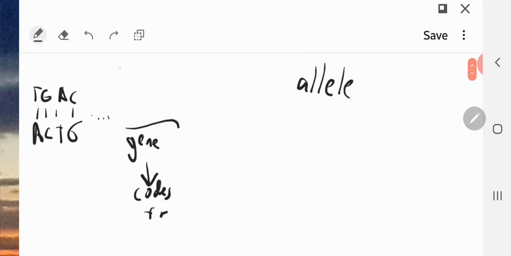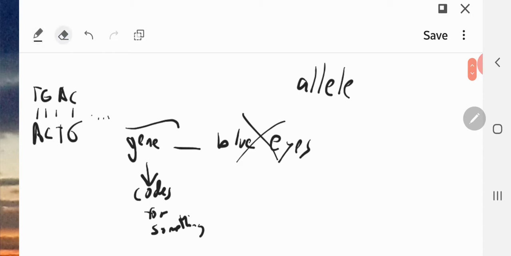It does something. It codes for something, usually a protein, not always, but it does something. So we have a gene. Maybe you've heard the term, oh, you've got a gene for blue eyes or brown hair. That's actually not necessarily correct. Typically, the gene is one specific product. It may only take one, but it may take many, many genes to actually influence a trait.